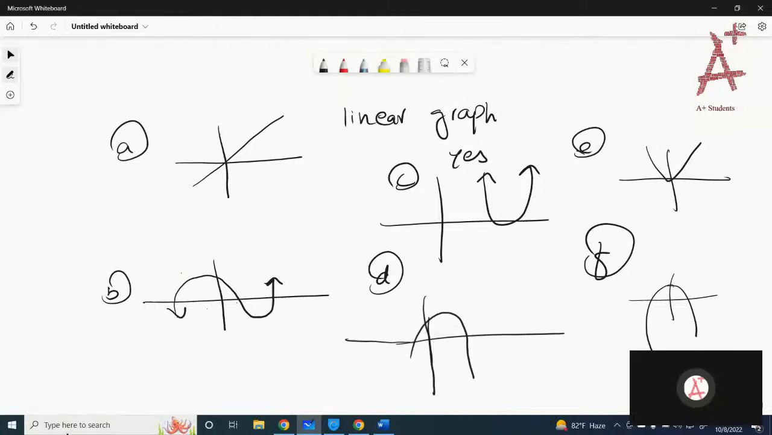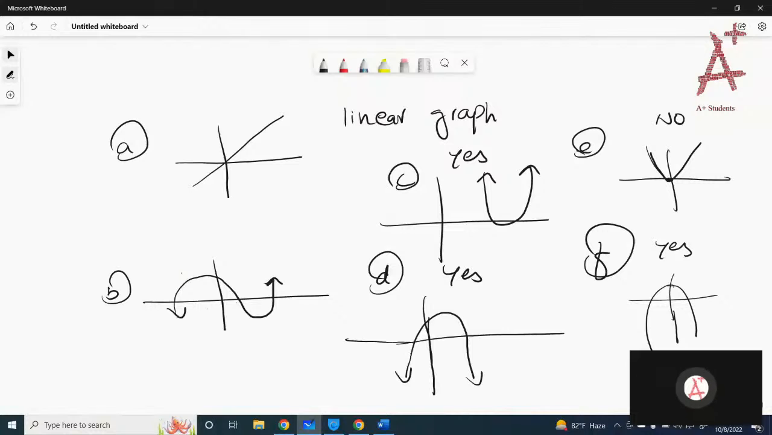Now look at the graph of D. Yes, it is also U-shaped, so it is also the graph of a quadratic relation. Got it? Okay. E is not the graph of a quadratic relation because it is V-shaped, not U-shaped. Got it? And for F, yes, it is again the graph of a quadratic relation. Got it? Okay, now let's move on to the next question.